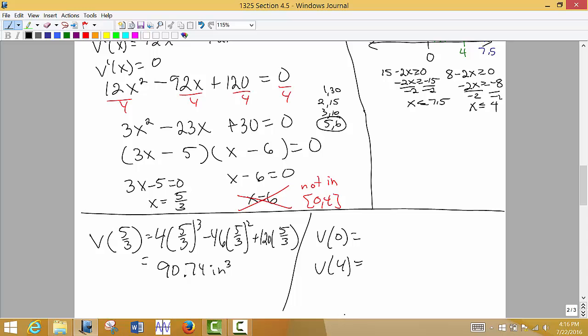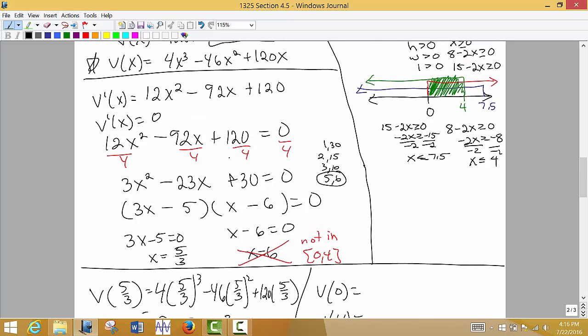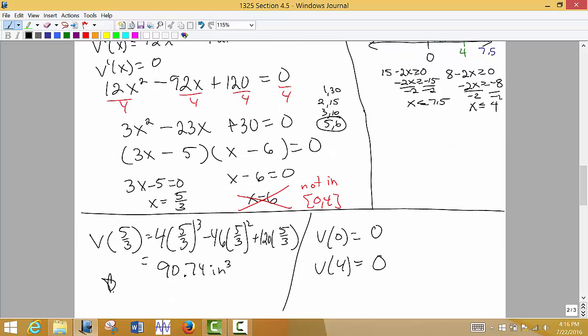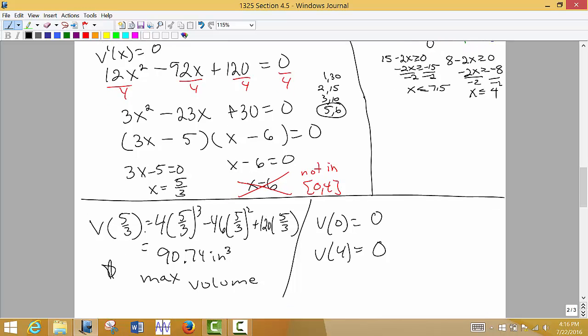And nicely enough, when I plug in 0 and when we plug in 4, I'm going to leave those calculations to you. Plug those in place of x back into our original function, which we said was right up here. What you're going to get really quickly for 0 is 0, and when you plug in 4, you also get 0. So this is definitely our maximum volume, and it occurs when x is equal to 5/3. So if x is equal to 5/3, then we have our maximum volume.